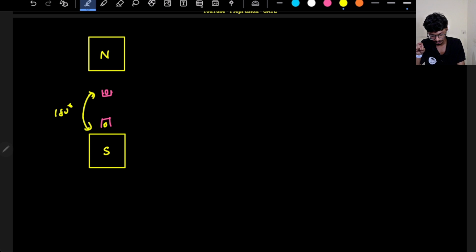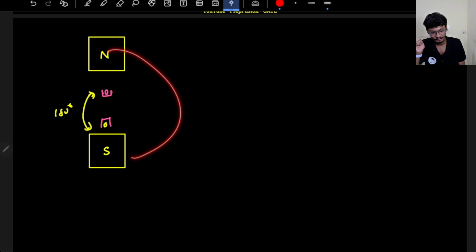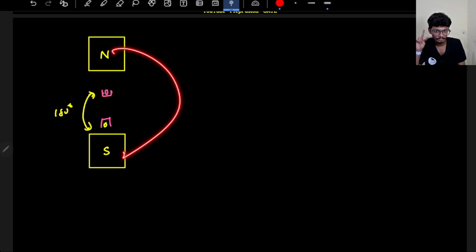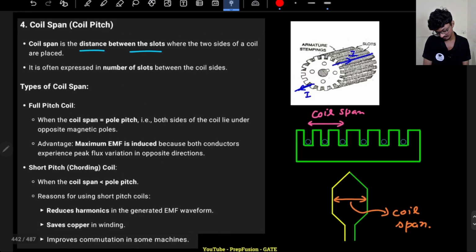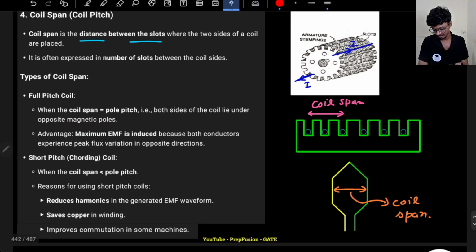That is the coil span here, because the distance between the two coil sides is 180 degrees, mechanical or electrical, both are the same. Now what is the pole pitch? Pole pitch is also 180 degrees here. So whenever the pole pitch is equal to the coil span, then it is known as a full pitched coil. It is called a full pitch coil.